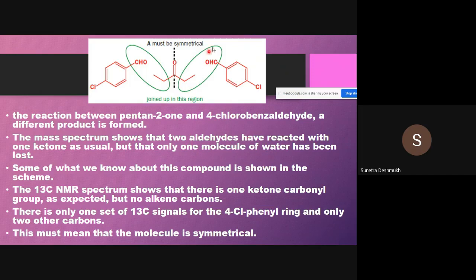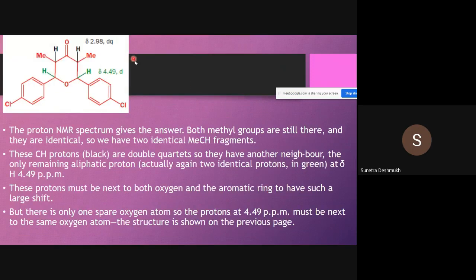Okay, so here are 2 moles of parachlorobenzaldehyde and 1 mole of this ketone. So the structure might be like this, where one carbonyl group is present. Two methyl groups are already present there, but there is no formation of a carbon-carbon double bond; instead cyclization is there. The proton NMR spectrum gives the answer. Both methyl groups are still there, and they are identical. Yes, two methyl groups are present. So we have two identical MeCH fragments.